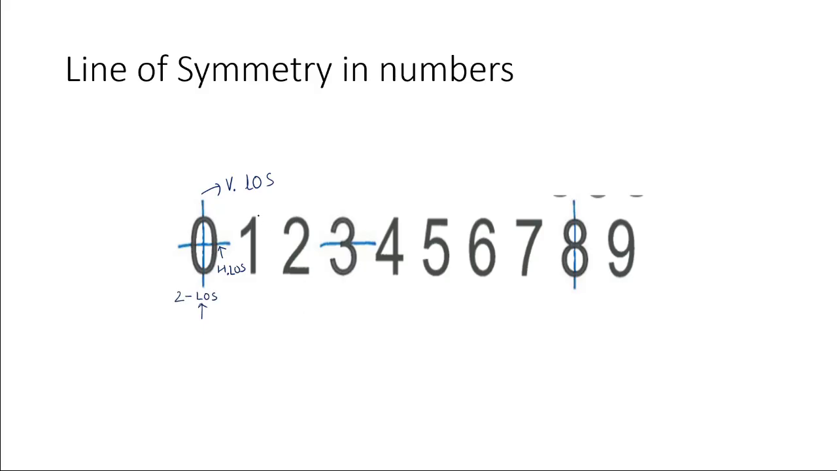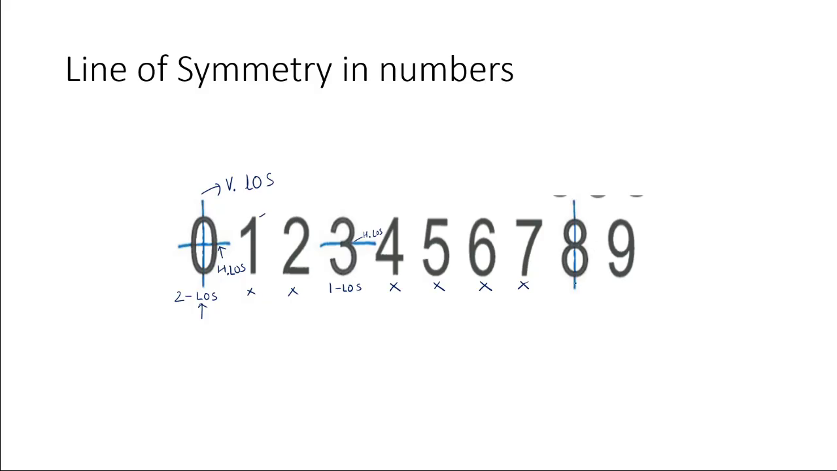Now here you can see the second digit is 1, it has no line of symmetry. 2, again it has no line of symmetry. This digit 3 has one line of symmetry, and this line of symmetry is your horizontal line of symmetry. So here I am writing one line of symmetry. Next is your 4, it has no line of symmetry. Next is your 5, no line of symmetry. 6, no line of symmetry. Again here, no line of symmetry.